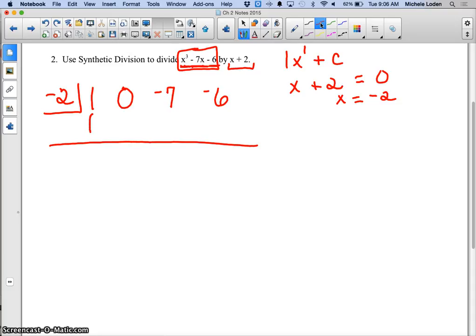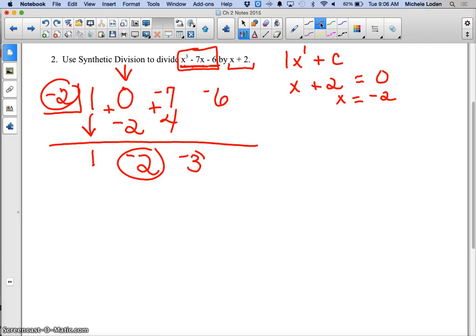We begin by bringing down the first coefficient 1 and then multiplying. 1 times -2 is -2. So we bring down the first coefficient and then multiply by -2. We go to the second column and we add 0 plus -2, which is -2. Now we will multiply again. -2 times -2 is 4. Add these terms. -7 plus 4 is -3. Now we'll multiply. -3 by -2 is 6. -6 plus 6 is 0.